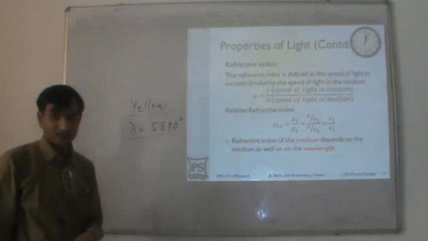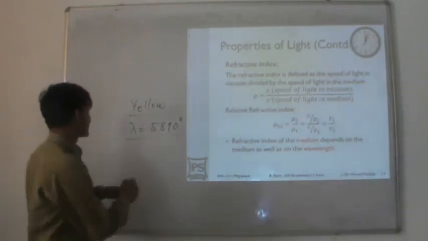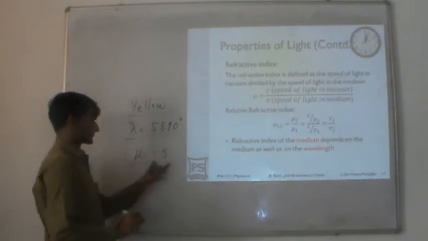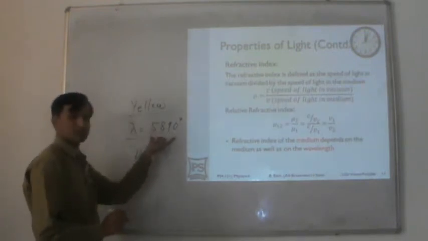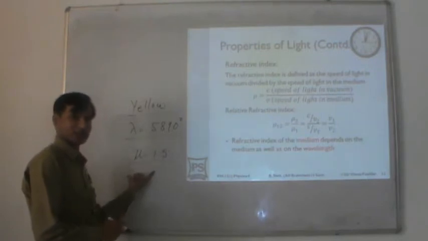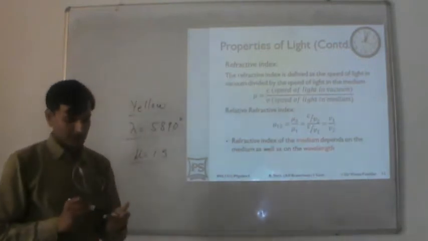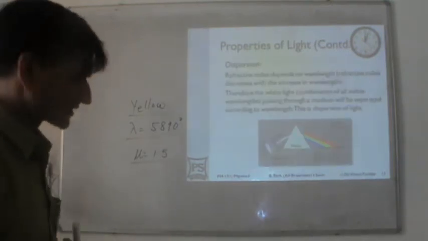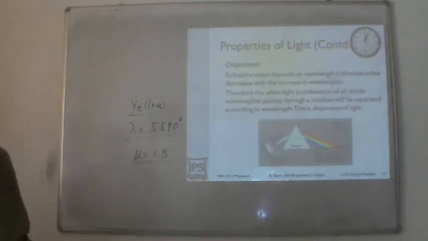So this is the wavelength which we consider. And if it is written that mu equals 1.5, then it means that for a medium, the refractive index has been calculated for yellow color. So remember this factor.